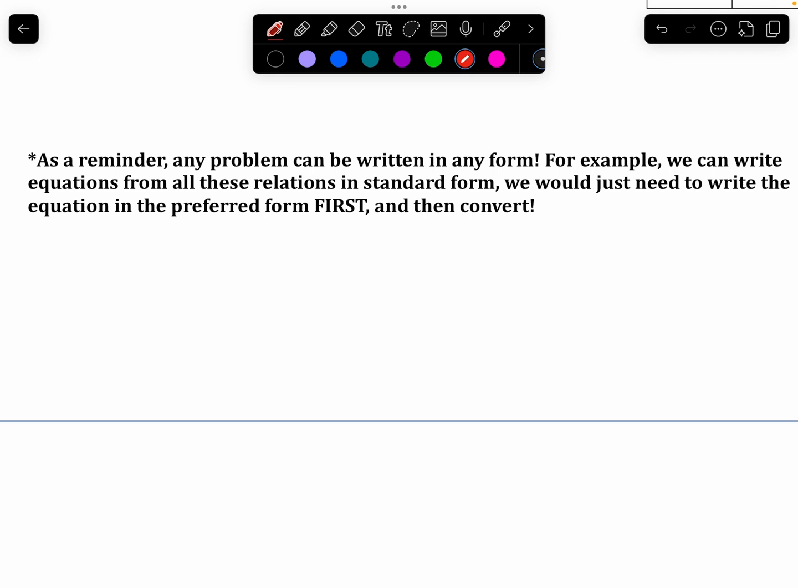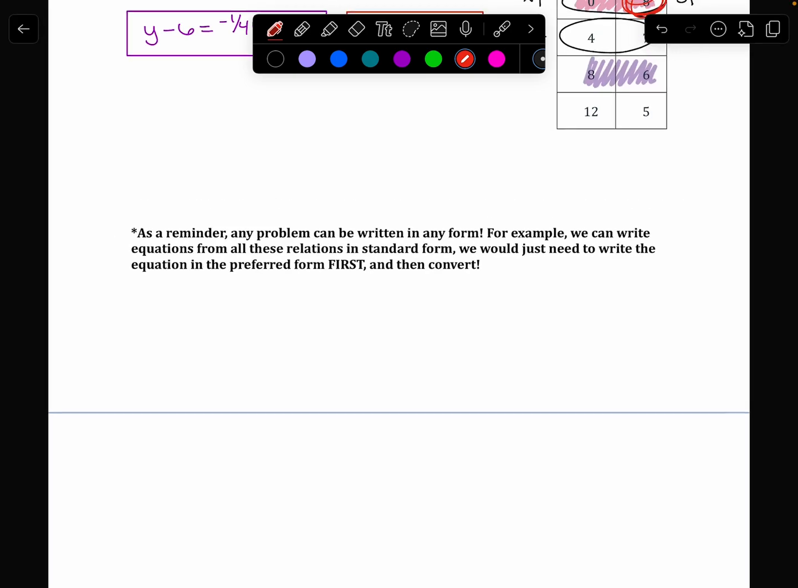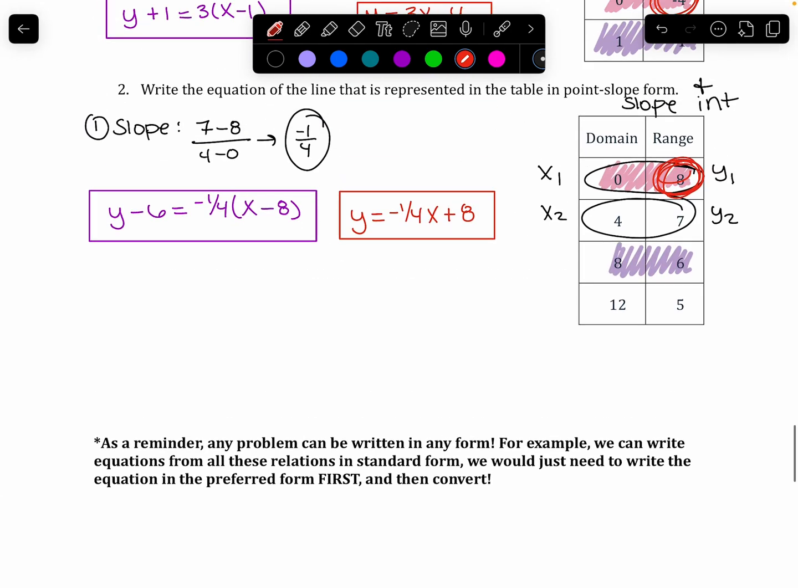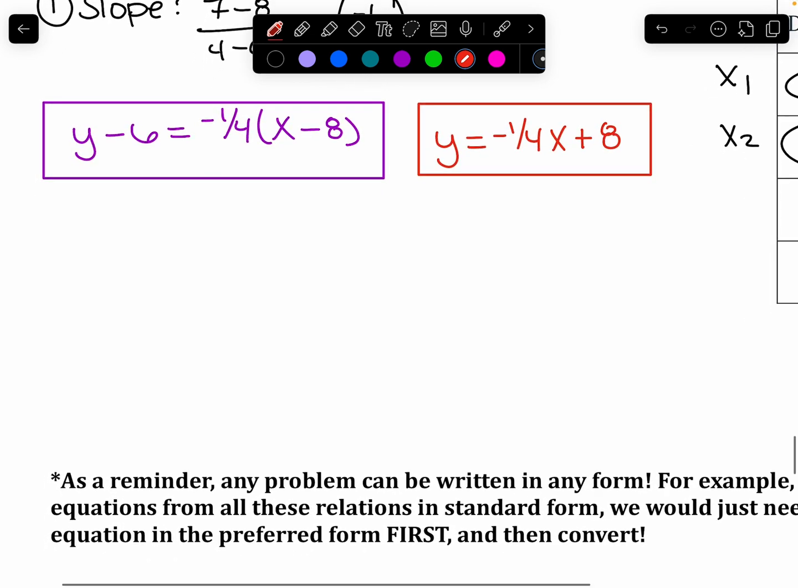And I did it. Now, at the very bottom, there's this really, really important bolded statement. As a reminder, any problem can be written in any form. For example, we can write equations from all of these relations in standard form. We would just need to write the equation in the preferred form first and then convert. So what does that mean? I'm going to specifically show you with this problem here, okay?